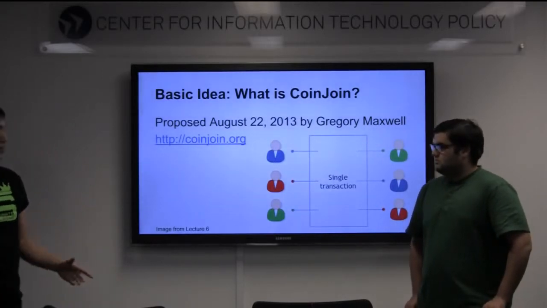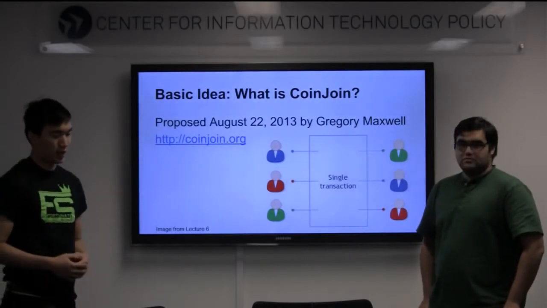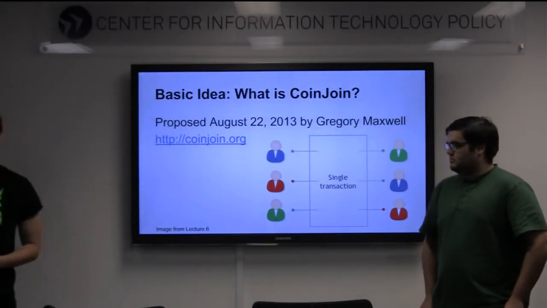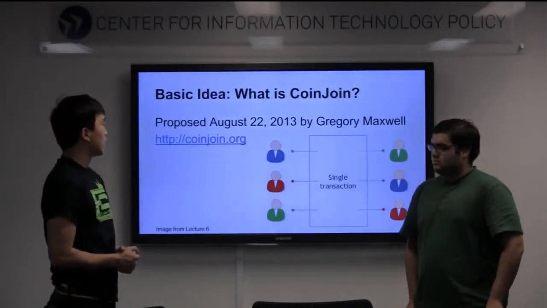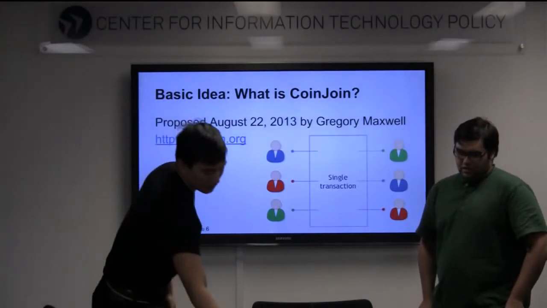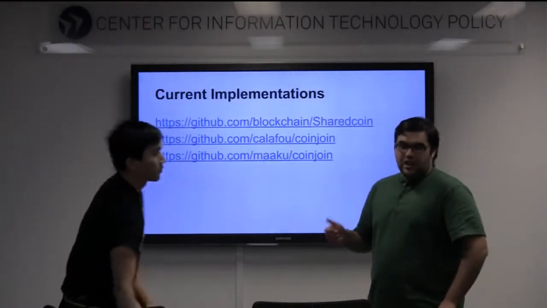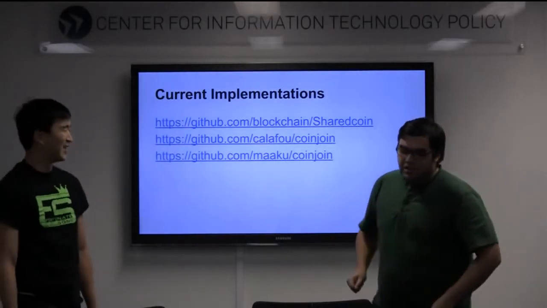your output. And obviously this will be done in our implementation using Chaum's blind signatures, so that the server doesn't actually know the mapping between the inputs and the outputs. So essentially this is the main idea behind CoinJoin. Fun fact, CoinJoin.org actually is just a redirect to the forum post where it was proposed.